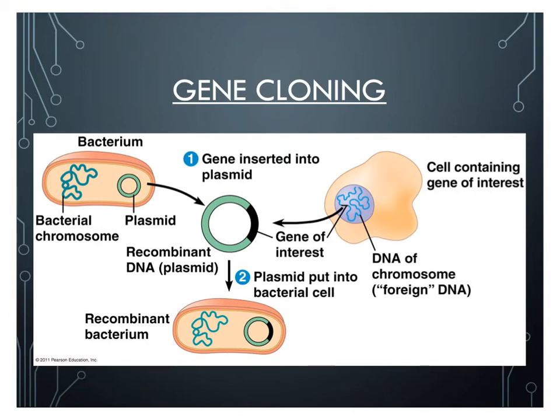This is exactly how they make insulin. They take a bacteria cell, they take the code for insulin in the human cell, insert it into the plasmid, put that recombinant plasmid into a bacterial cell, and then the bacterial cell will actually start to make insulin that we then harvest and use as medication.